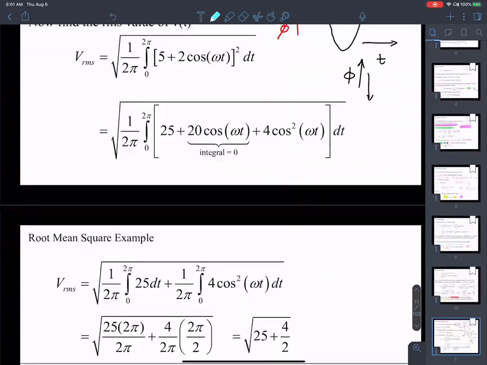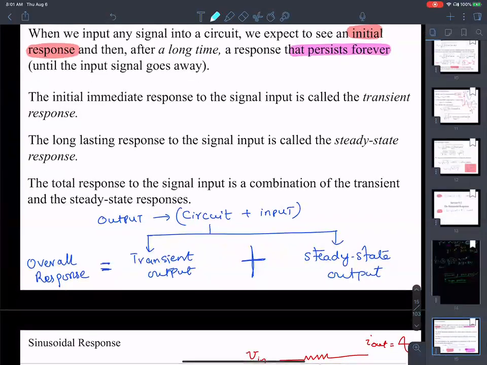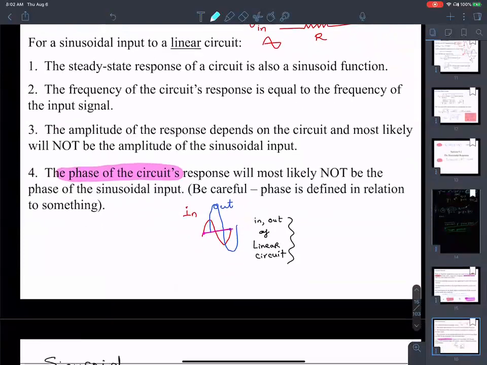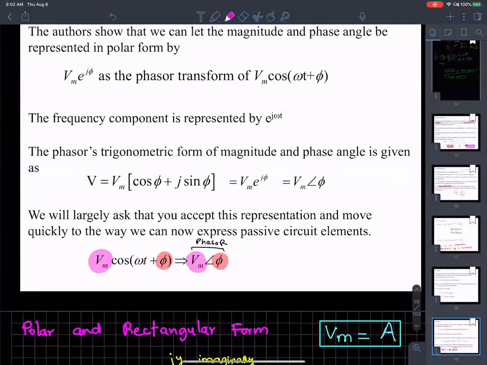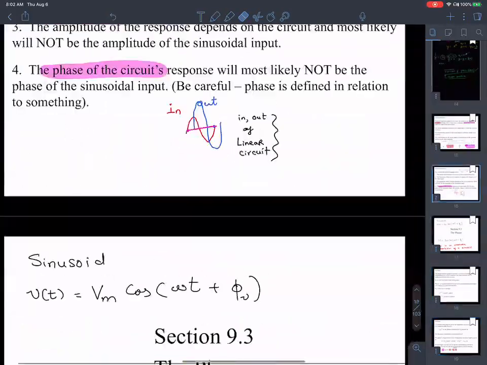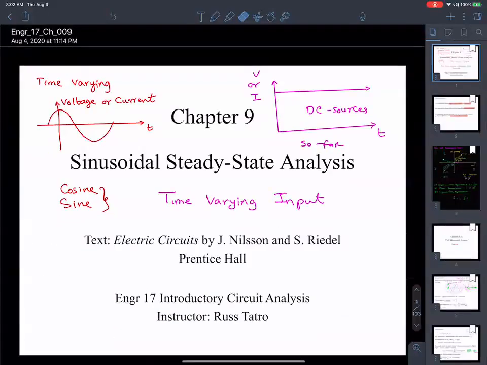Okay, so let me point out to you the specific location where the textbook kind of hints that there's a bit of a gap. Right here, we largely ask that you accept this representation and move quickly to the way we can now express the past. So the idea being, it's best if we try to get intuition through practice rather than trying to brute force understand this. It's not really complicated. It's just easy to get lost in the corners of numbers.